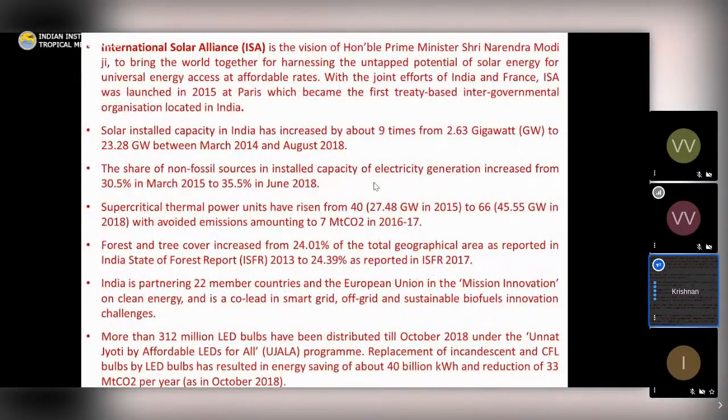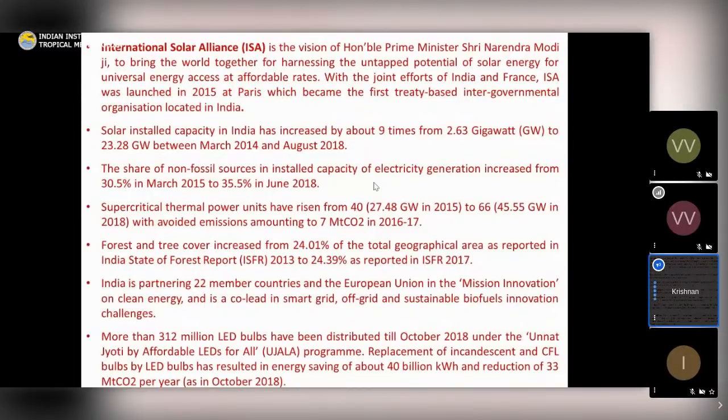The International Solar Alliance is the vision of Honorable Prime Minister Shri Narendra Modi ji to bring the world together for harnessing the untapped potential of solar energy for universal energy access at affordable rates. With the joint efforts of India and France, ISA was launched in 2015 at Paris, which became the 21st treaty-based intergovernmental organization located in India. Solar installed capacity in India has increased by about 9 times from March 2014 to August 2018.